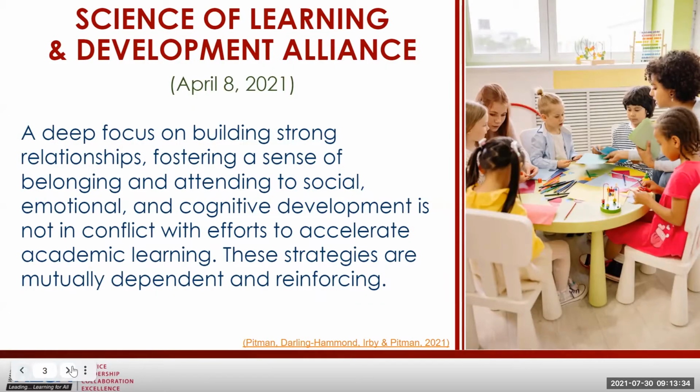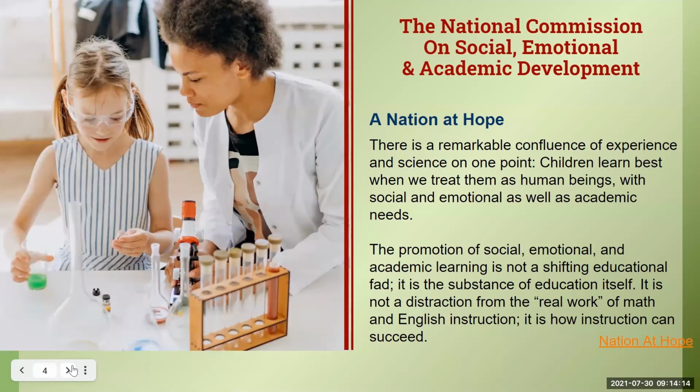It comes from the Science of Learning and Development Alliance: a deep focus on building strong relationships, fostering a sense of belonging, and attending to social, emotional, and cognitive development is not a conflict with efforts to accelerate academic learning. These strategies are mutually dependent and reinforcing. I think that's an important quote because they're mutually dependent on one another. So we can't just look at the academics of what the child's doing, but we also have to attend to those social emotional needs.